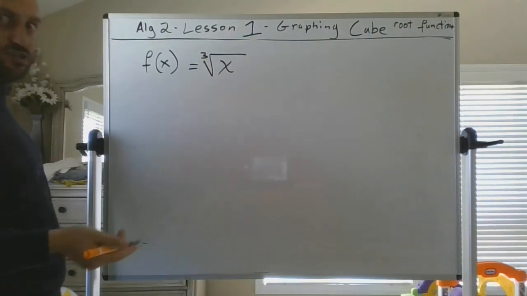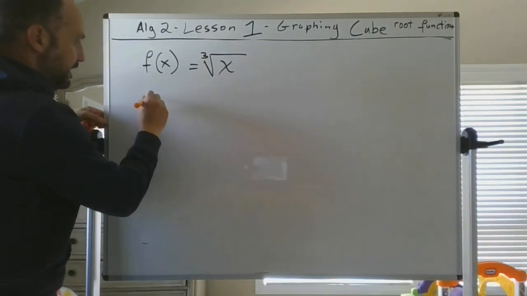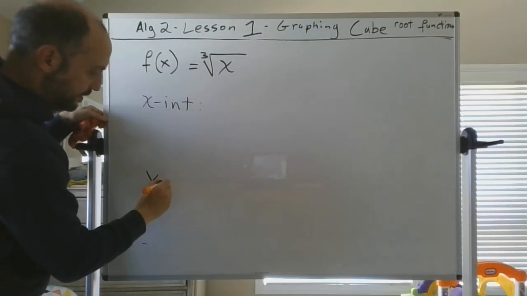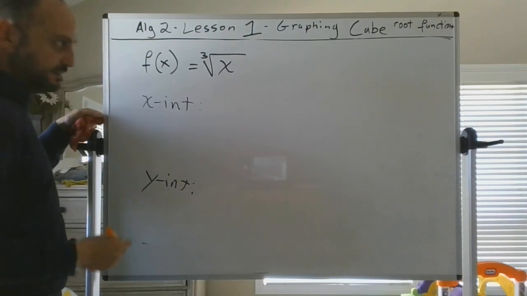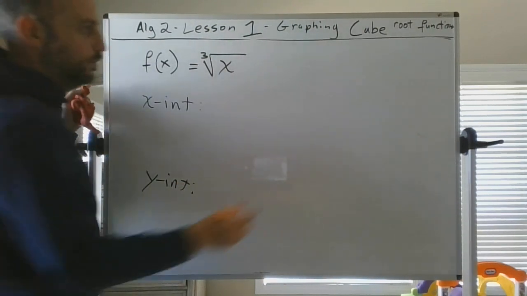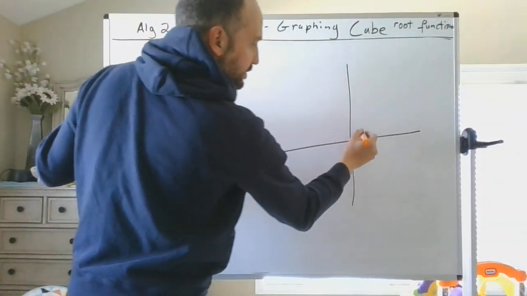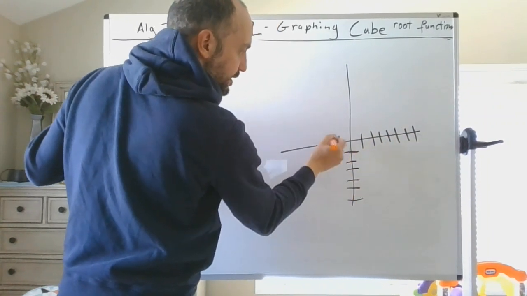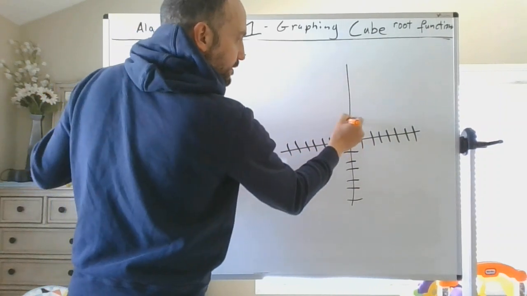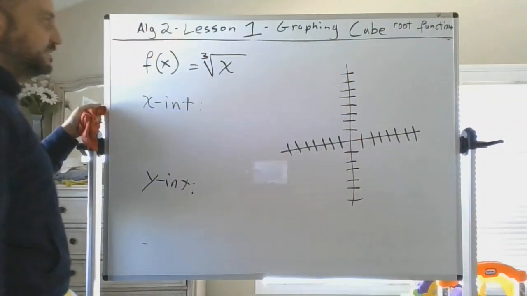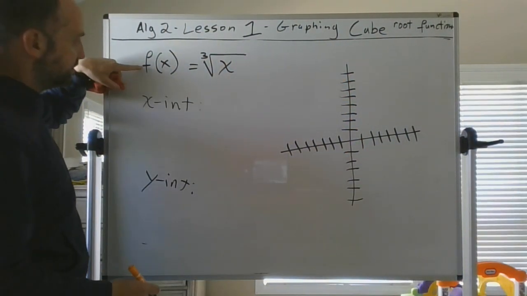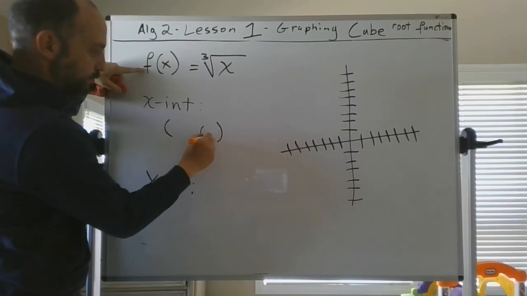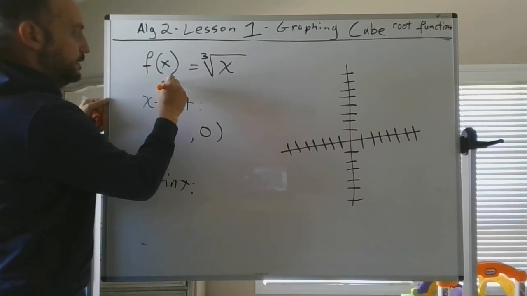So let's do this. Just like always, what do we need? We need our x-intercept. We need our y-intercept. And let's kind of mess around after that to see what else. Find out what the graph looks like. So I'm just going to make a quick grid right here. Okay, first let's do x-intercept. So for x-intercept, we need to make the y 0. So I'm going to make the y 0.